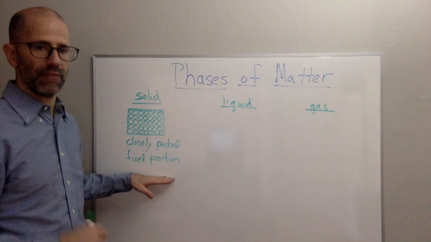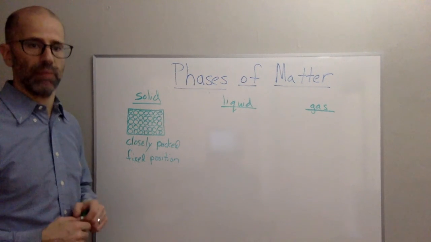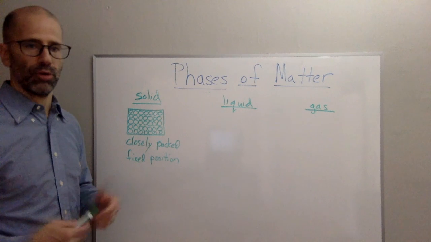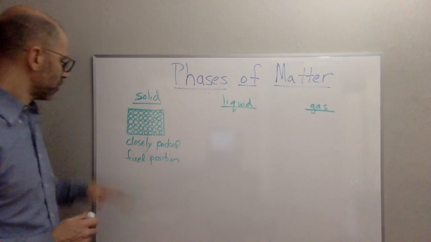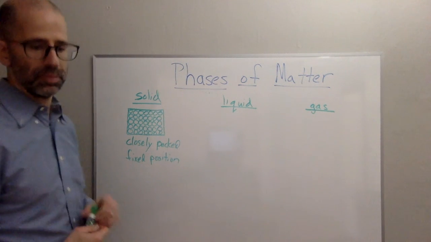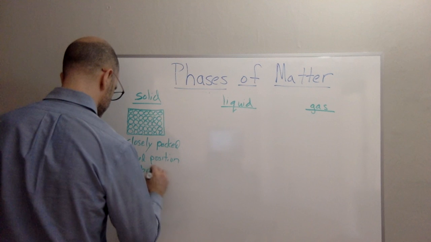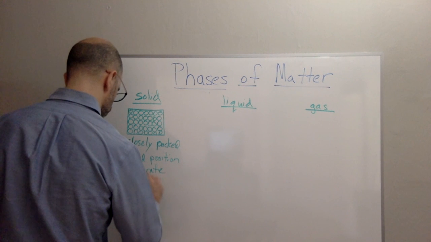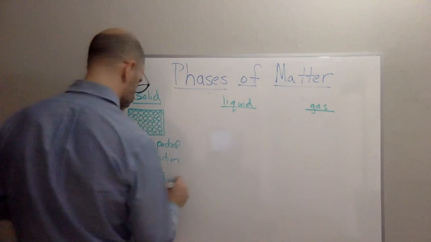That doesn't mean that they have no motion at all. It just means that they don't move from place to place. They will vibrate. So vibration is a motion that they have, and that'll be important when we talk about heating stuff up and energy and things like that. So they're closely packed, fixed positions, and they vibrate. So let's write that down. So they do vibrate, but they don't have locomotion. No locomotion. It's also called translational motion.